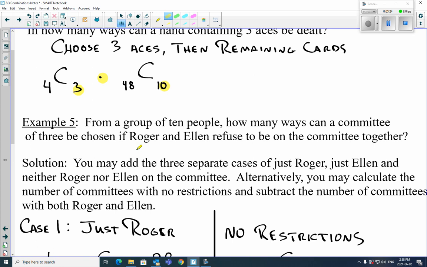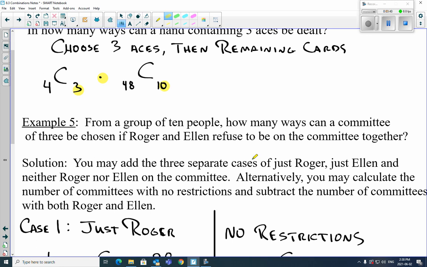So example 5, from a group of 10 people, we're making a committee of 3. And there are some restrictions on this, right? How many ways can 3 be chosen if Roger and Ellen refuse to be on the committee together? They don't like each other, right? They fight every time they're on it.